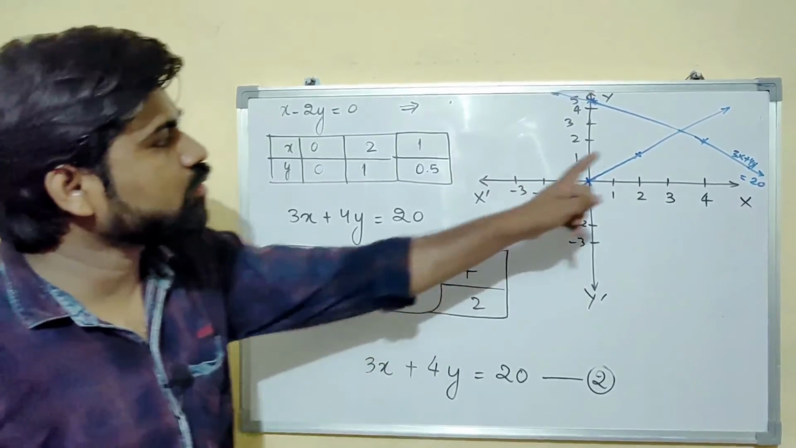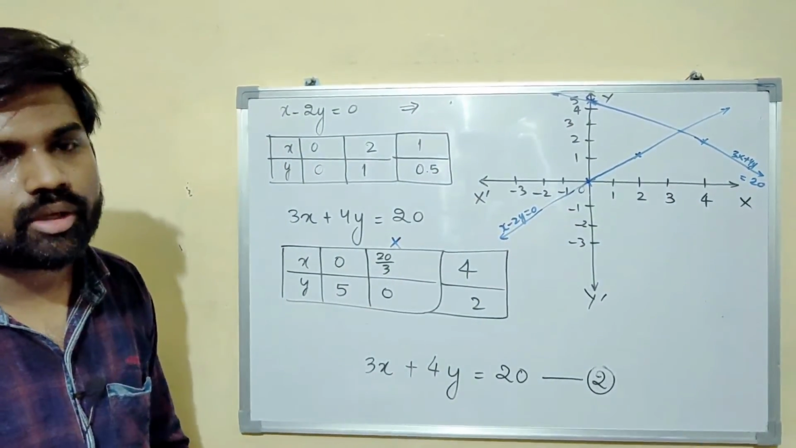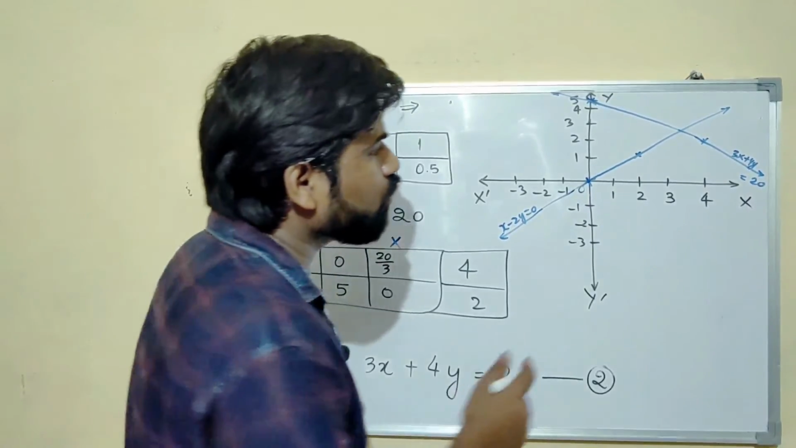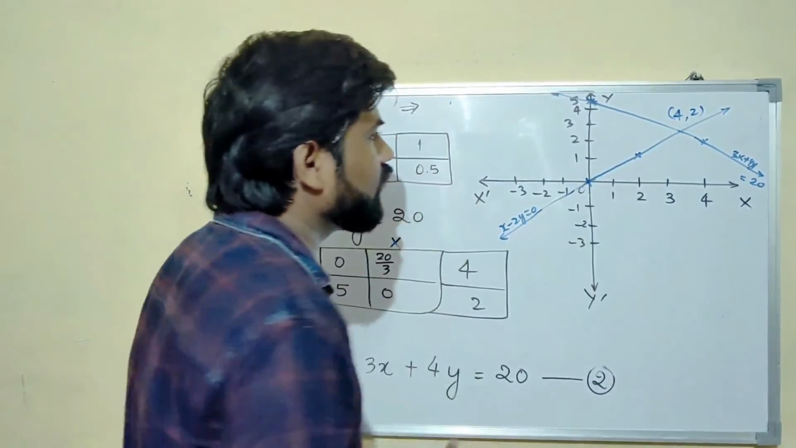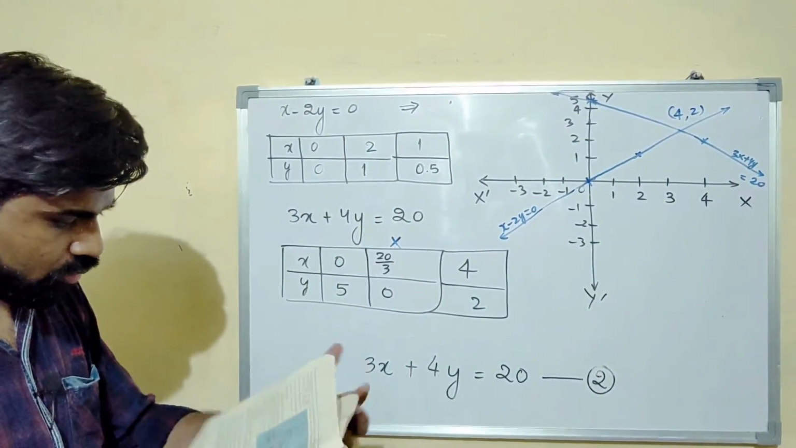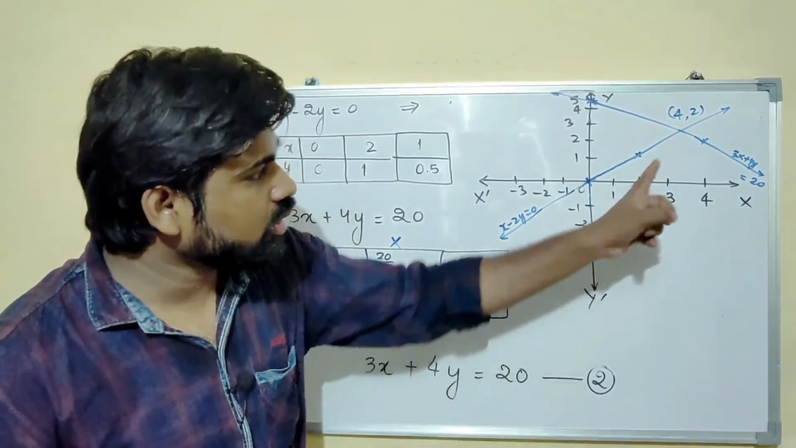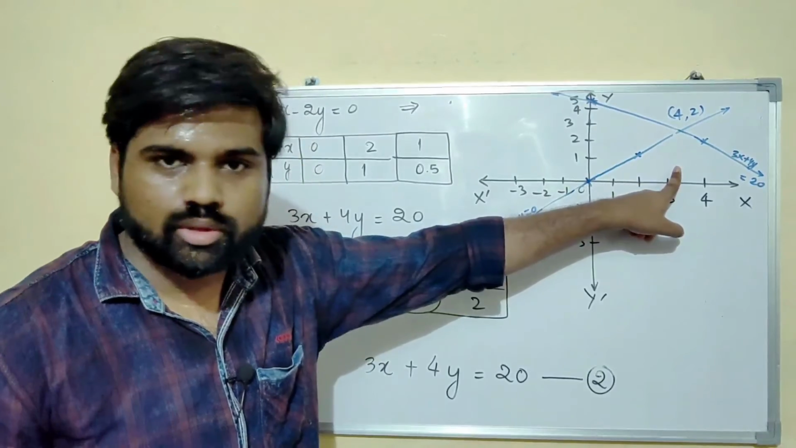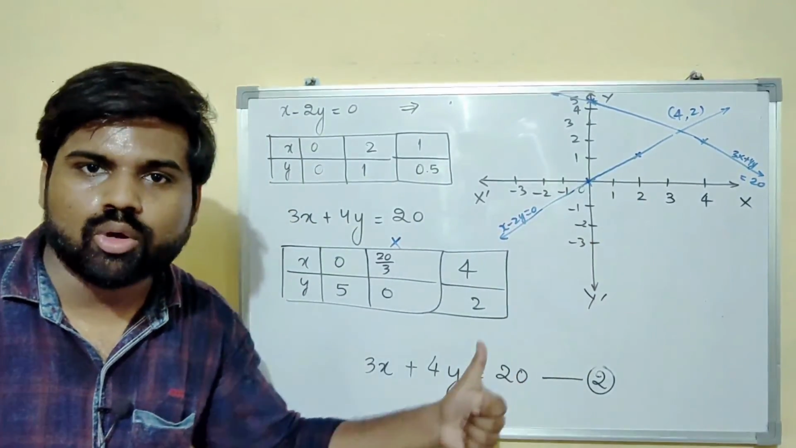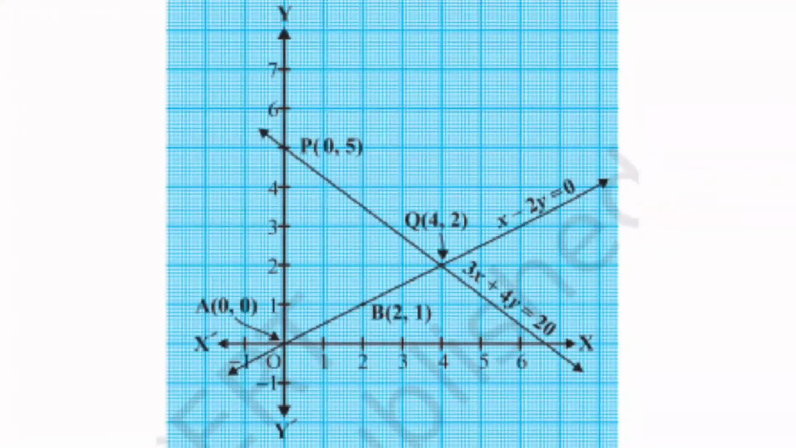Now you have seen that these two lines intersect at a point. What is that point? It is 4, 2. These two lines intersect at 4, 2. Because it's a rough graph, you are not able to see this 4, 2 according to the rough graph. I'll show you on the fair graph. Let us see the fair graph here.